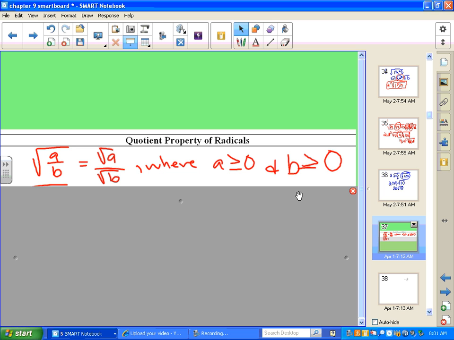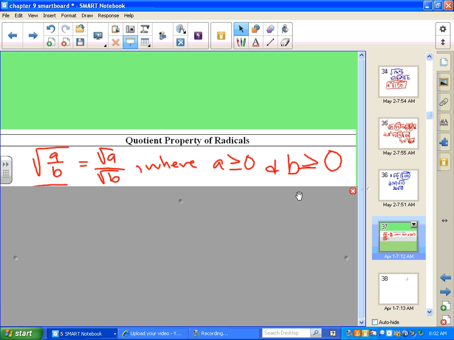Now, my only problem with this is you are not allowed to leave a radical in the denominator, okay? So your book does not do a very good job with that. There are some problems they give you where they leave a radical in the denominator, but they don't tell you how to get rid of it. So if there's time today and you guys are okay with what I'm teaching you, I'm going to show you how to get rid of it, even though the book does not.